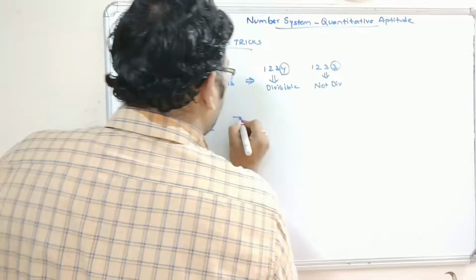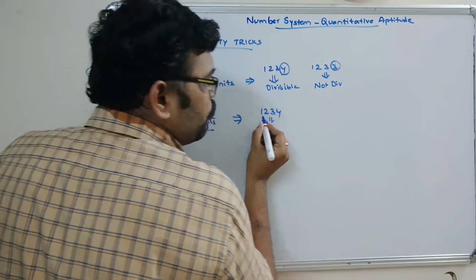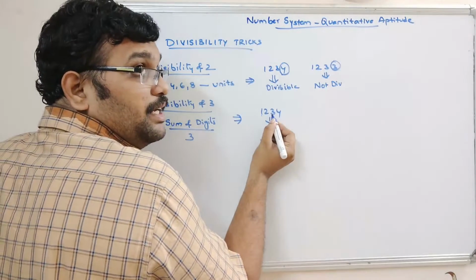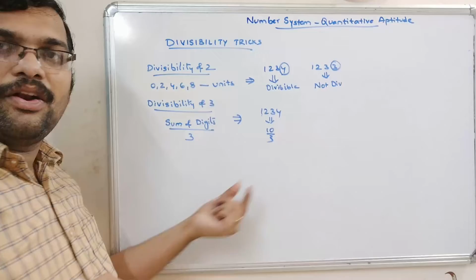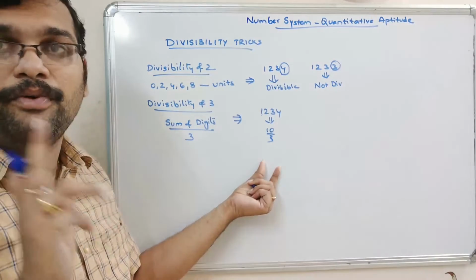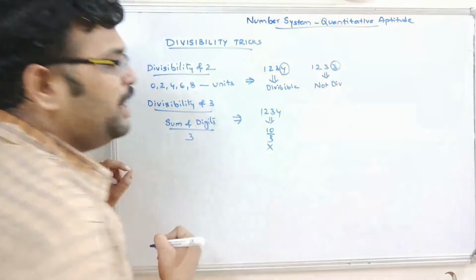For example, for 1, 2, 3, 4, find the sum of digits. 1 plus 2 is 3, 3 plus 3 is 6, 6 plus 4 is 10. 10 divided by 3 cannot be divided exactly, the remainder will be 1. So obviously it is not divisible by 3.